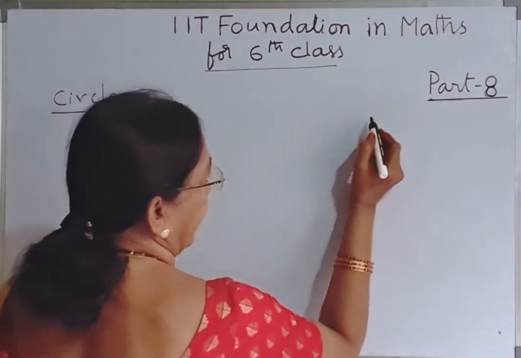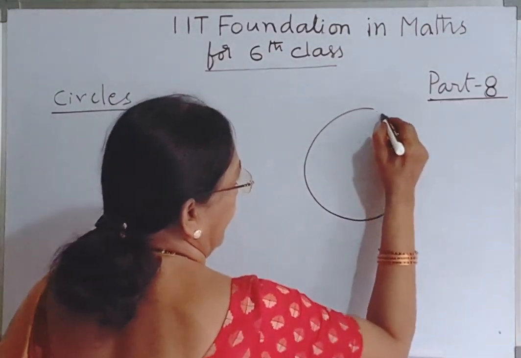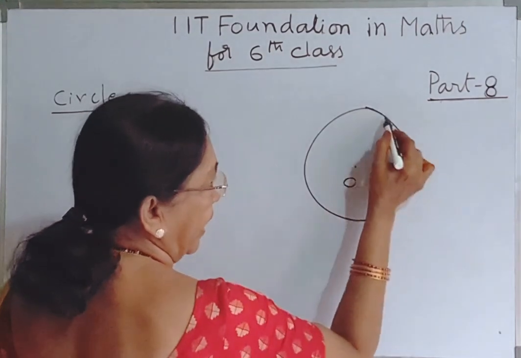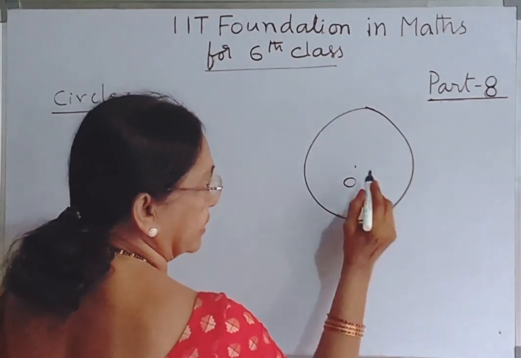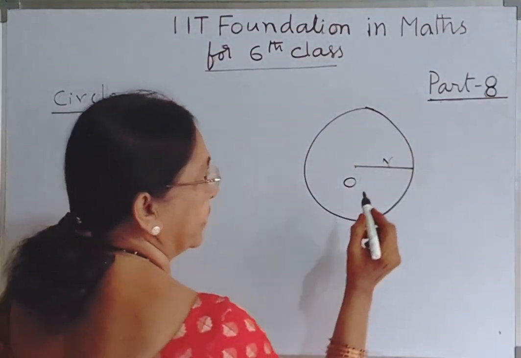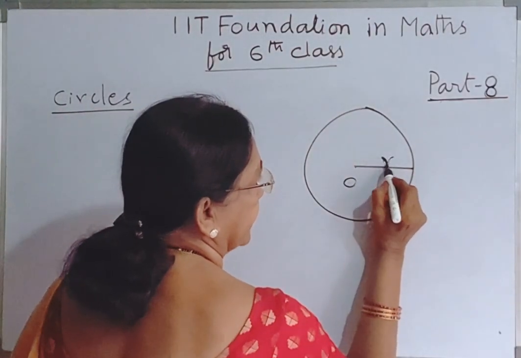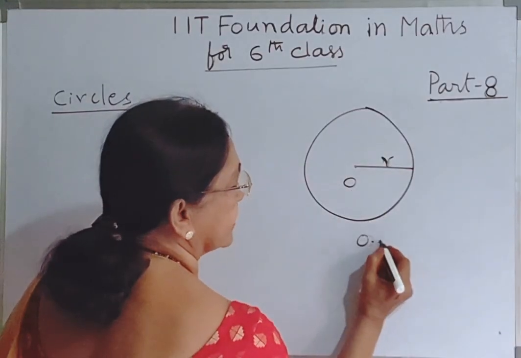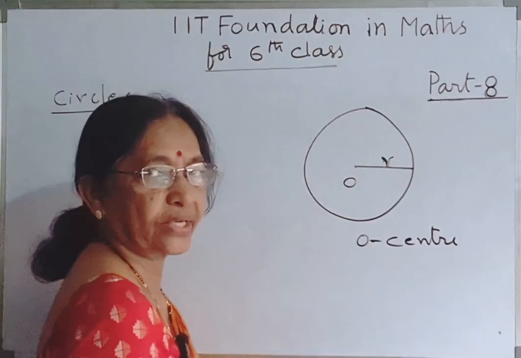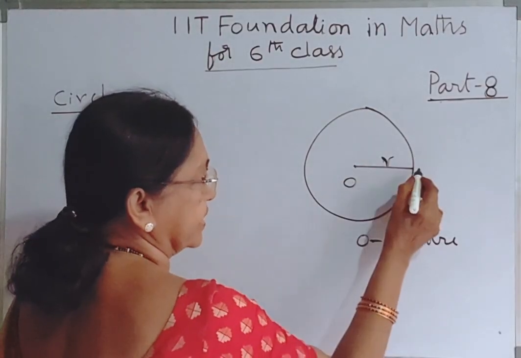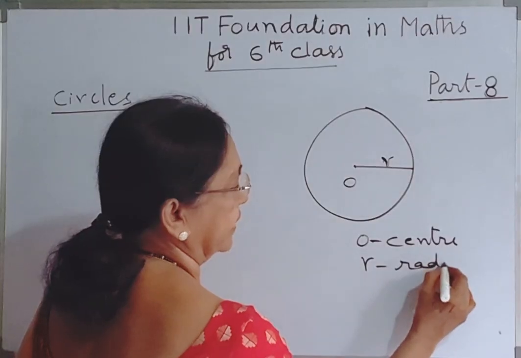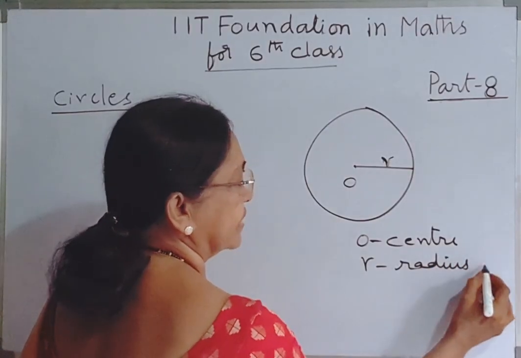So, in this figure, this is the circle and O is the fixed point, and all the points on the circle are at a fixed distance which is equal to R from the fixed point. This fixed point is called the center of the circle, and this fixed distance is called the radius of the circle.